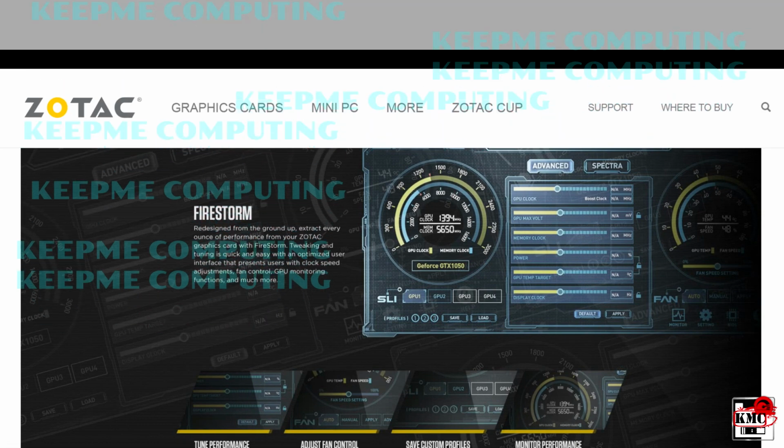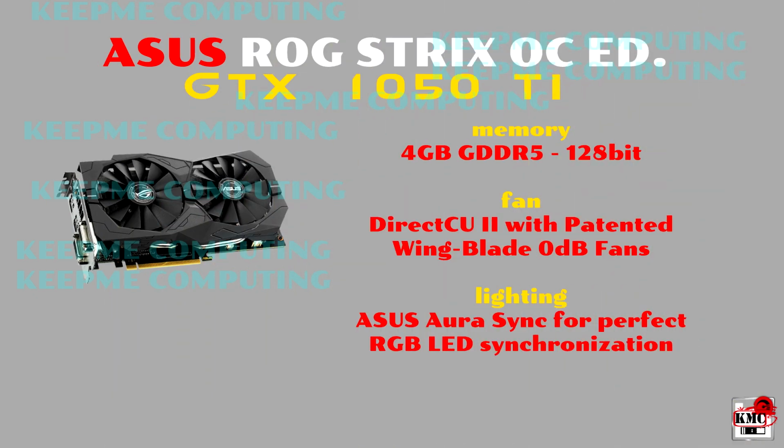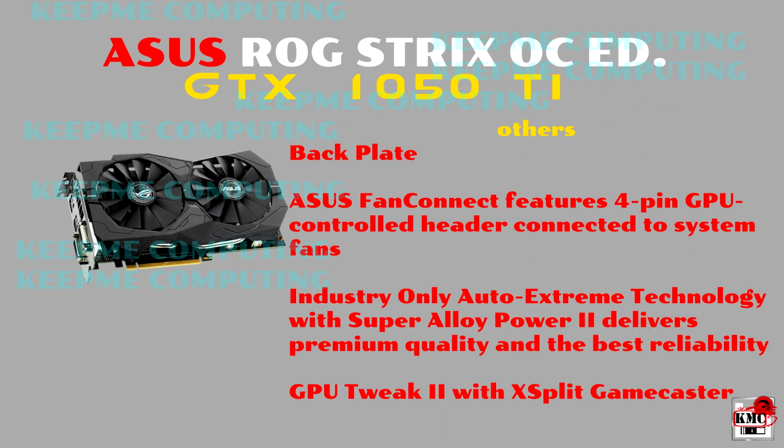And lastly, we look at the Asus Republic of Gamers Strix OC Edition card. The boost is 1506 in OC mode and 1493 in gaming mode. And we look at the memory, obviously 128-bit pipeline with 4GB DDR5. The fan is the DirectCU2 Asus patented wing blade 0 decibel design, and also 16.8 million colors in the lighting.